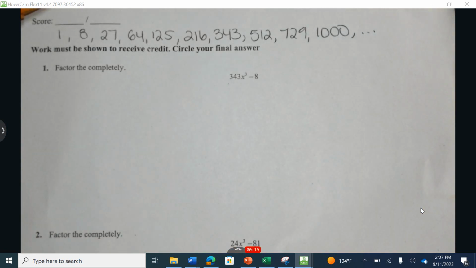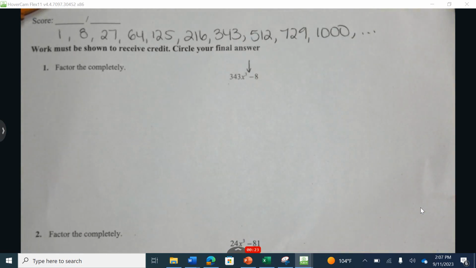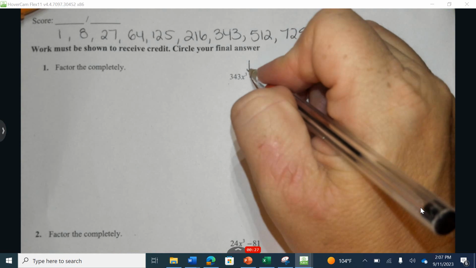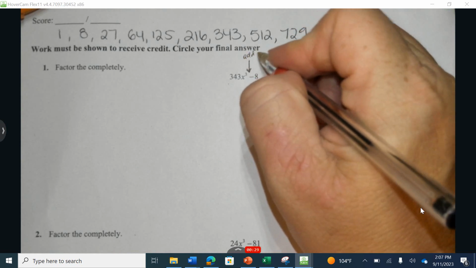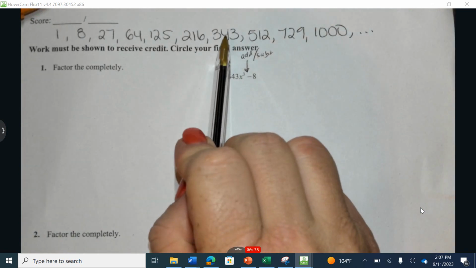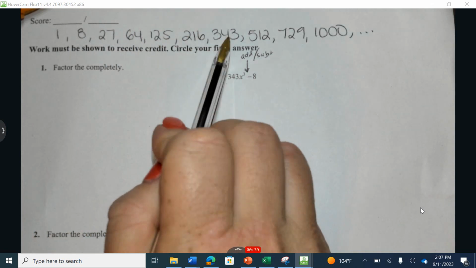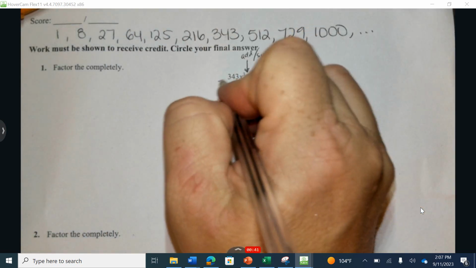The biggest misconception students have is they're used to factoring binomials, and now we are working with cubes. In this case, we can have addition or we can have subtraction, and we're still able to break this down. Now, 343 is here. It is 1, 2, 3, 4, 5, 6, 7. So 7 times 7 times 7. I'm going to show my work.